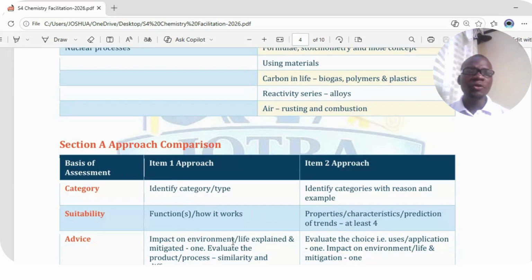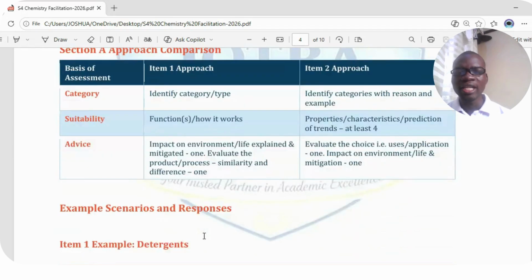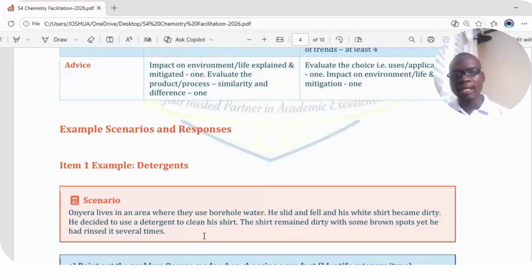So I think before we go to the item 2 approach, let us first of all have an example on this item 1 and then we see how it is answered.